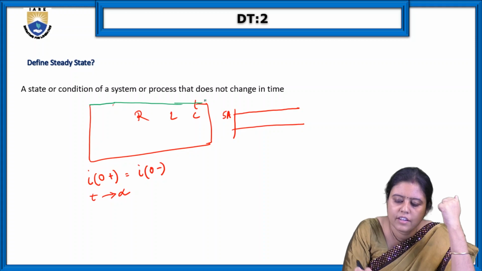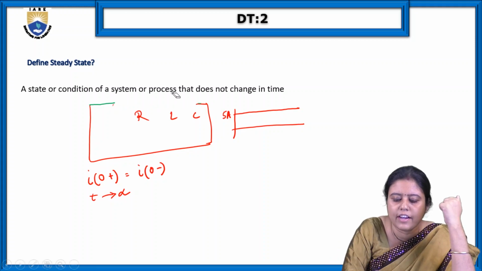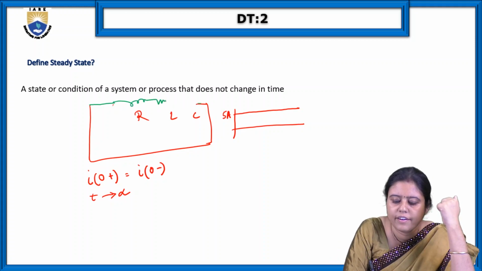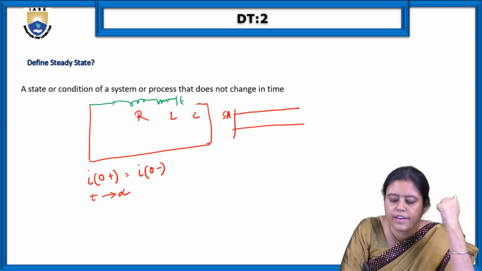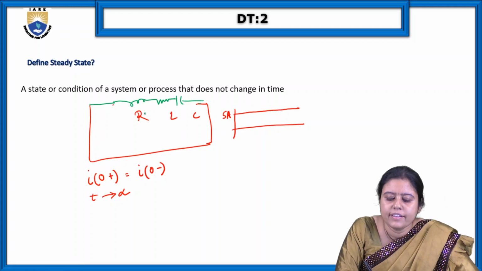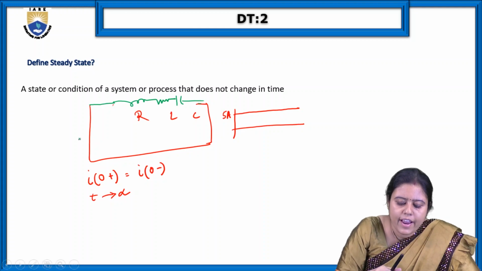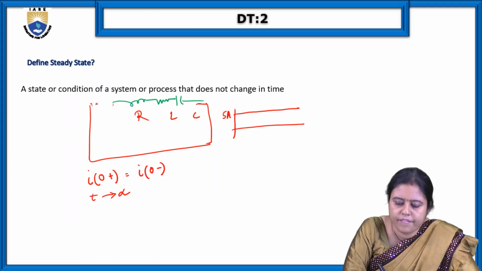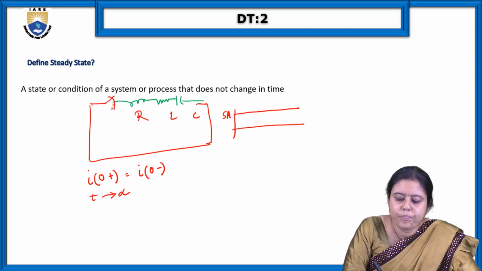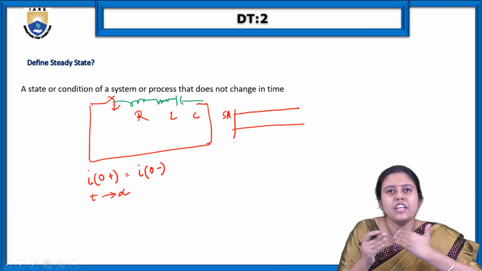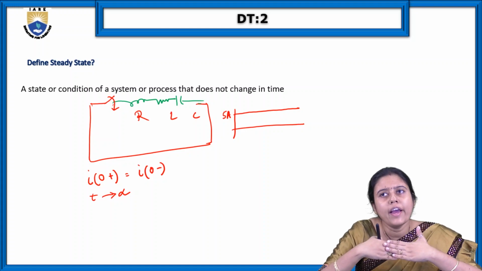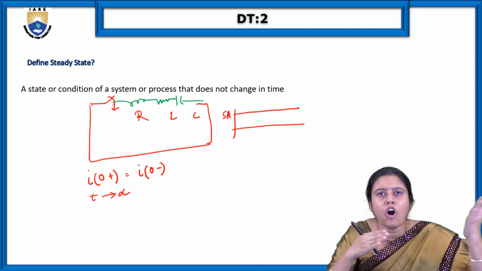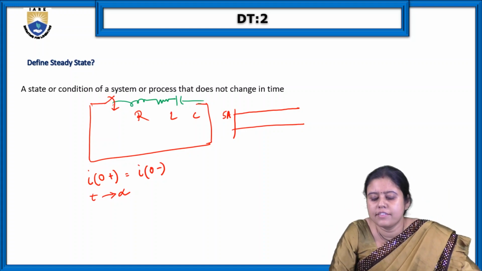Say the switch is closed for an RLC circuit. After 10 seconds, I have opened the circuit. So, input change. What will happen? While I am switching off, there will be a transient condition.